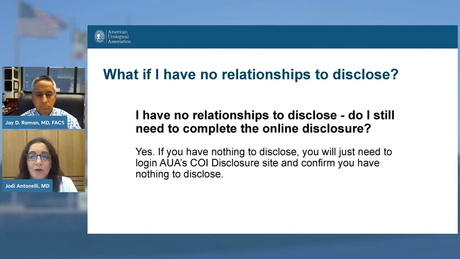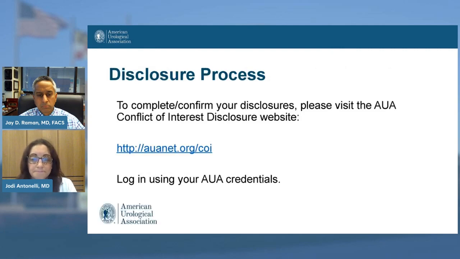The ACCME requires that all individuals in control of content of an accredited activity complete a disclosure, even if you have nothing to disclose. So you'll simply select and confirm that you have no disclosures. So we'll now watch a brief video walking us through completing the conflict of interest disclosure form online.